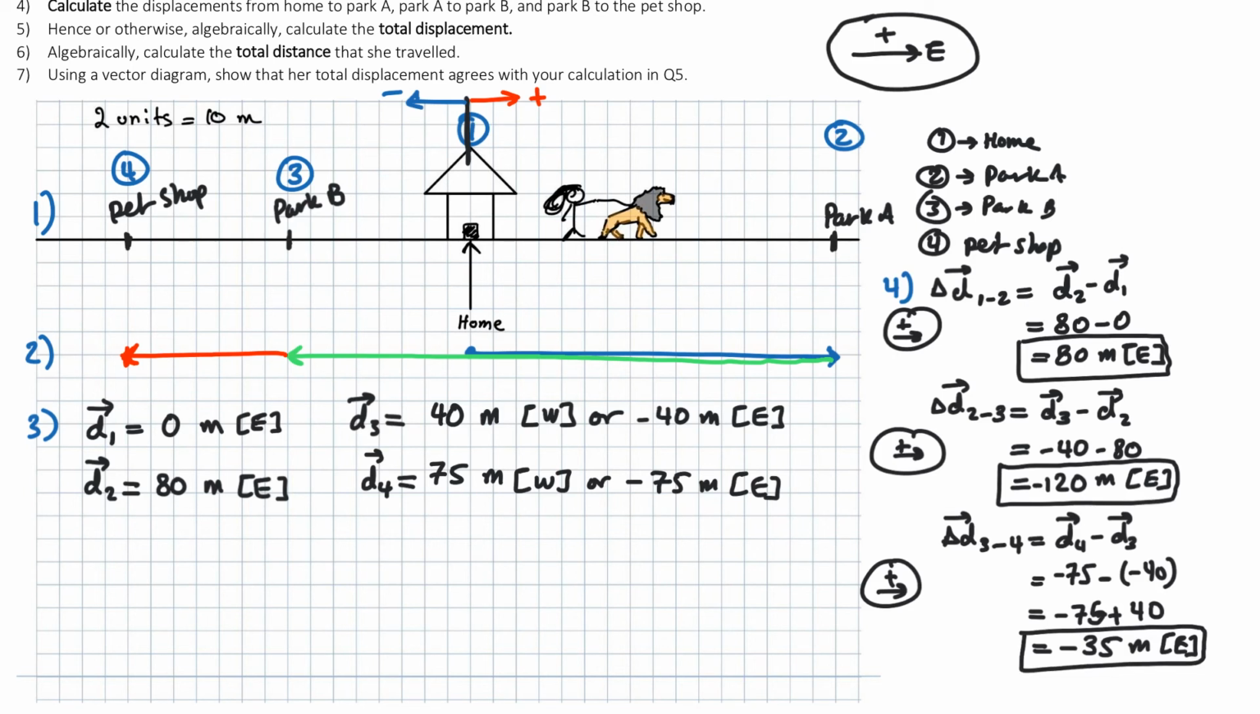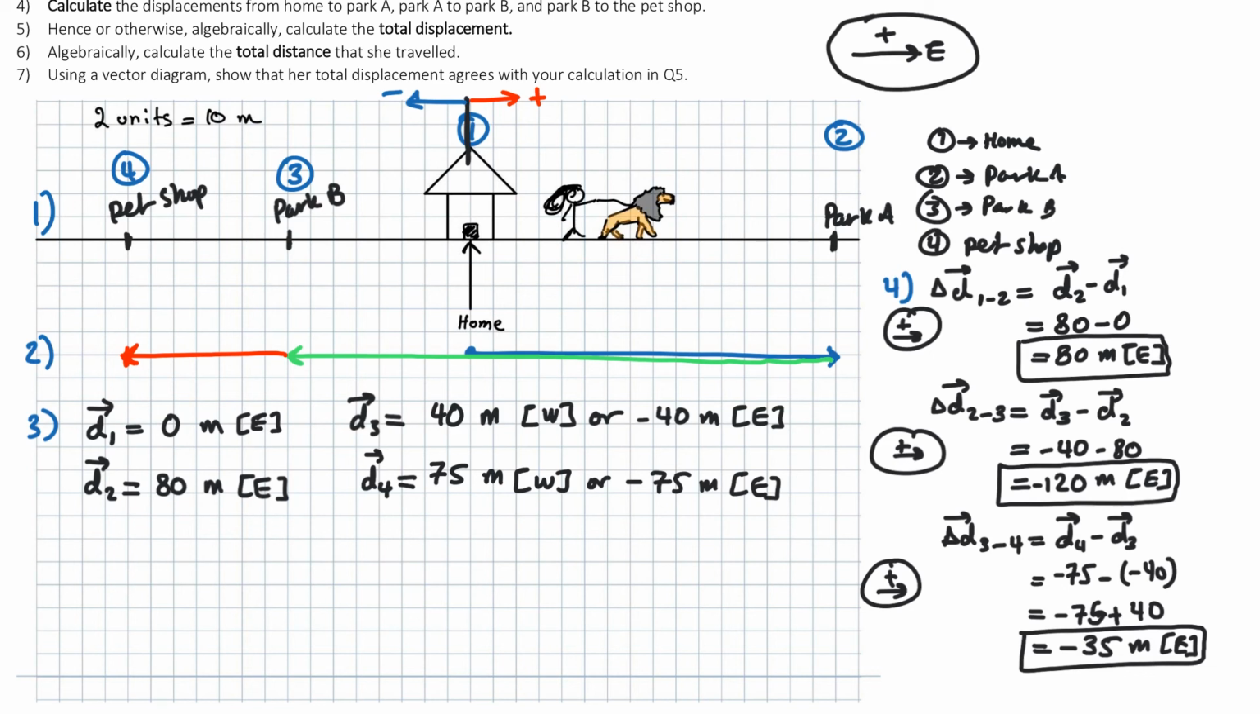Now, question 5 tells us hence or otherwise. So the keyword hence means to use the information from previous parts. It could be any of these parts. Or otherwise says you can use another method if you want. Algebraically, so we have to use algebraic methods, calculate the total displacement.